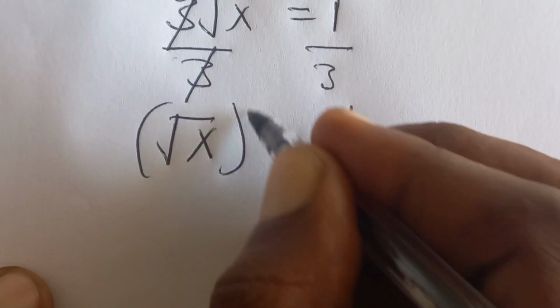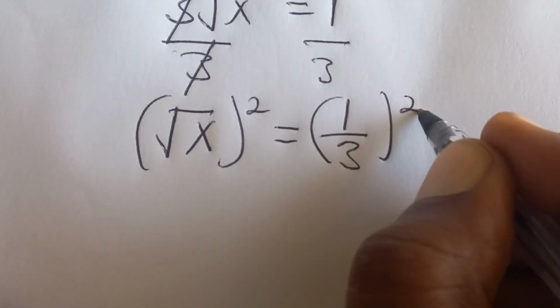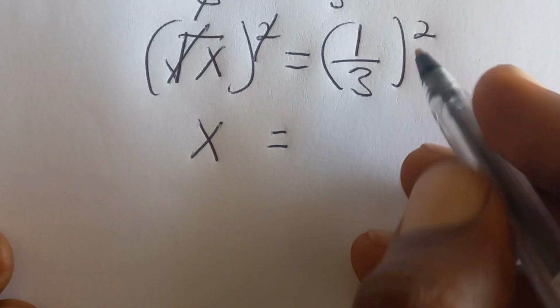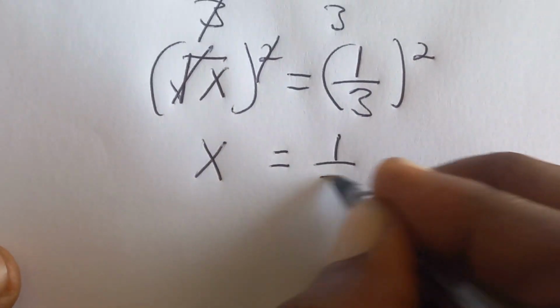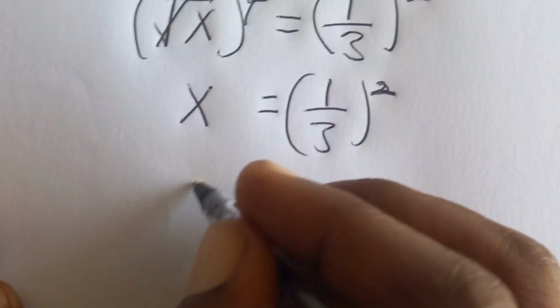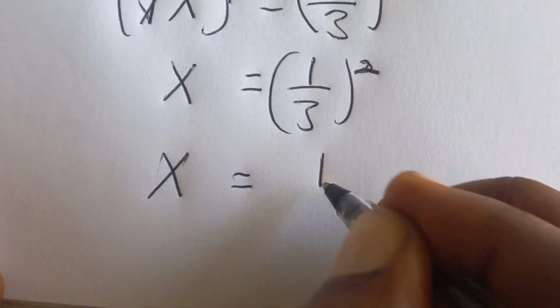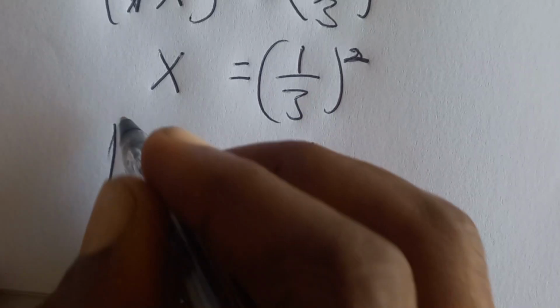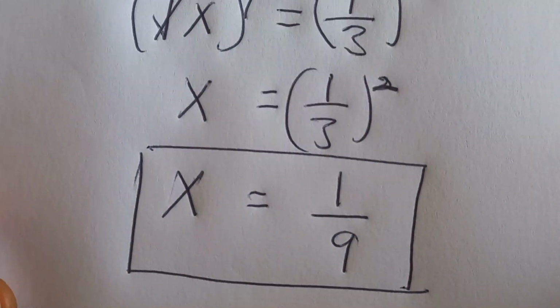Now we square both sides. This cancels the square root. So we have x is equal to 1 on 3, all squared, and this 1 on 3 all squared is the same as x is equal to 1 on 9. Okay, so this is our answer for the expression.